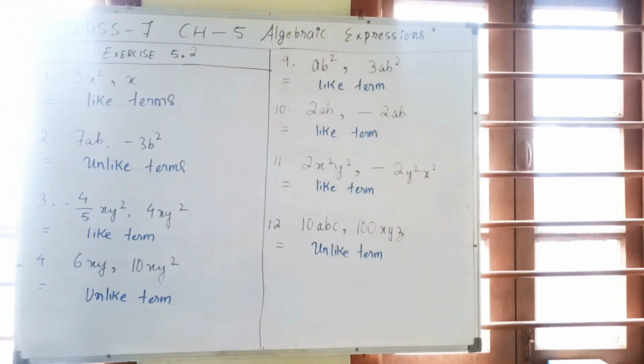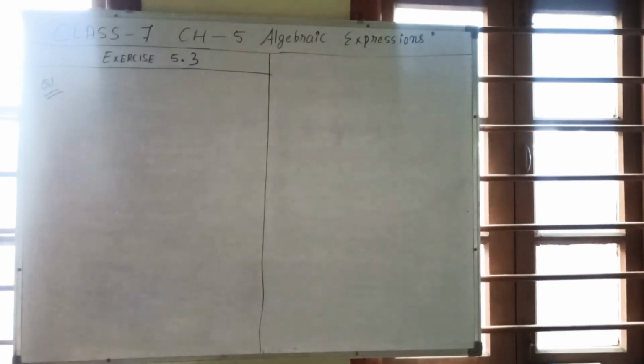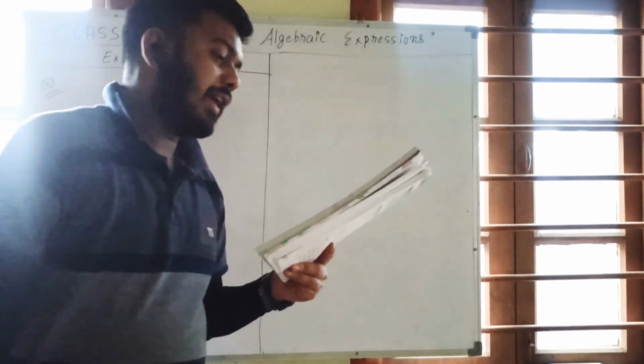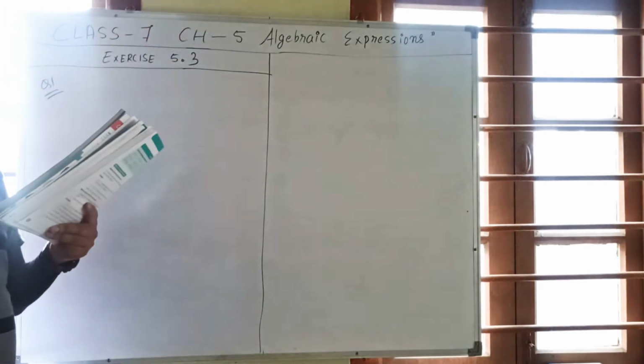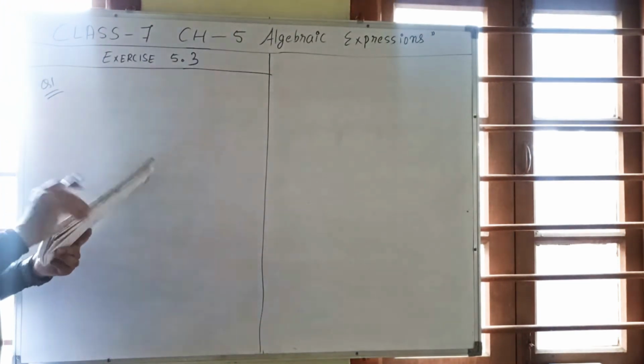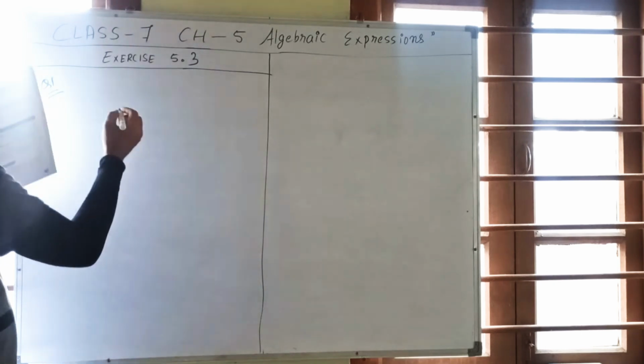Is that clear? Now we will switch to the next exercise, exercise 5.3. Now let us see the first question in exercise 5.3. What does the question say? The question says, write the degree of the following algebraic expression. We have to write the degree of the following algebraic expression. Let us see the first question.